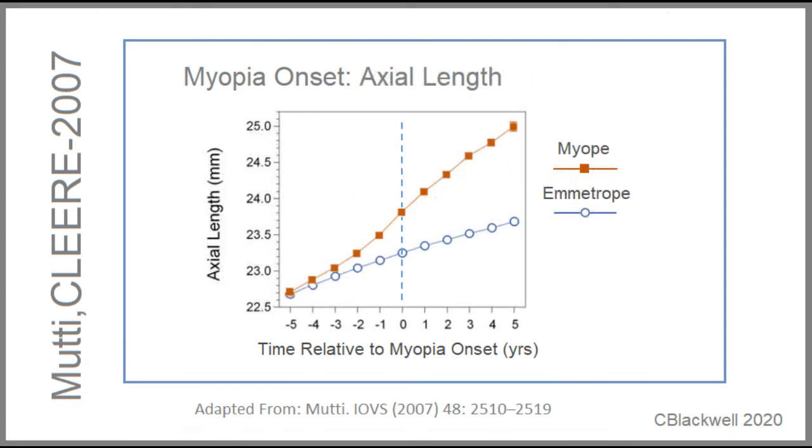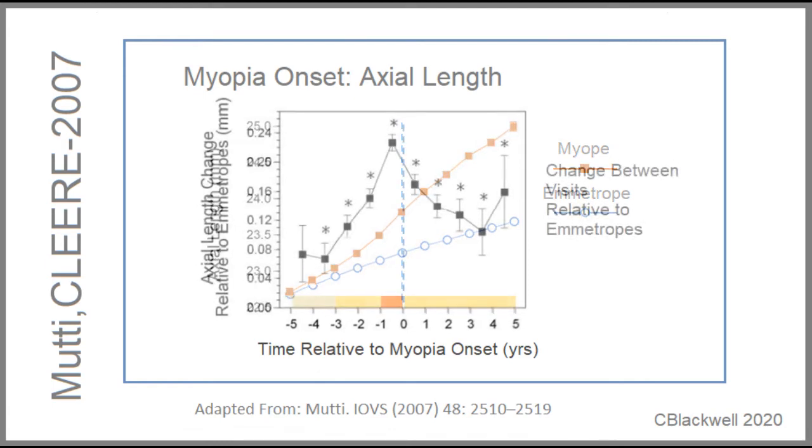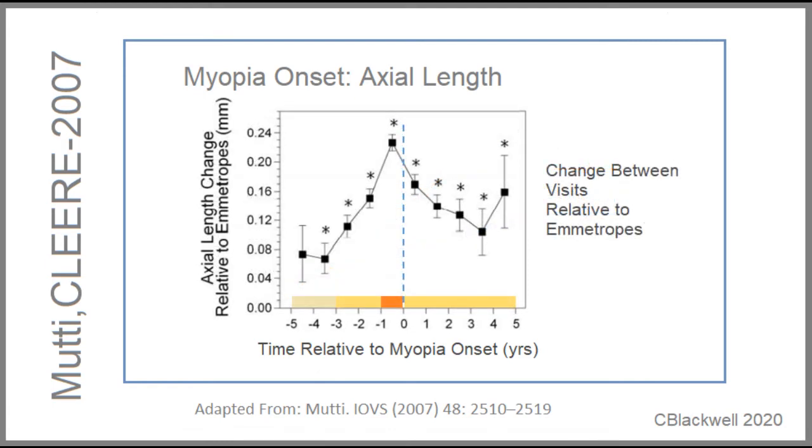Axial length is greater in the myopes, as expected. Regarding the rate of change, it behaves similarly to refractive error, starting to ramp up 2 to 3 years out, then peaking in the year before passing into myopia.